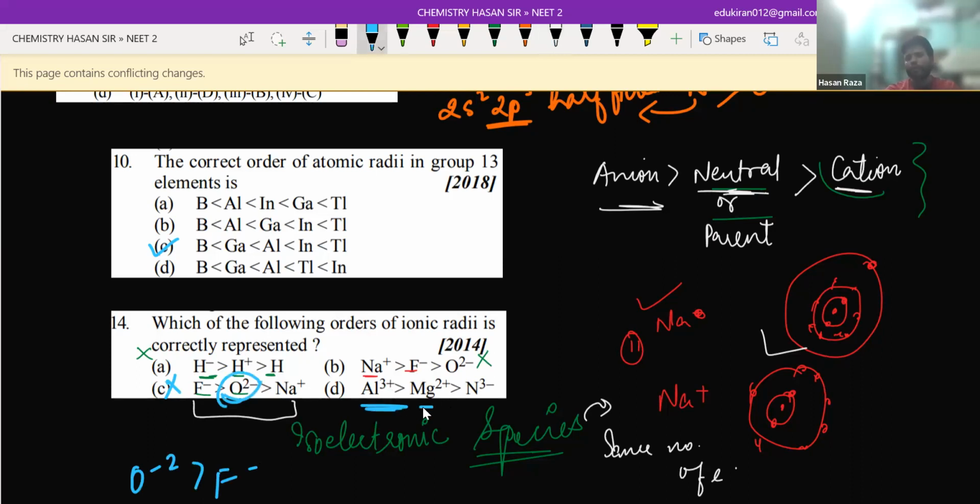And if we go for this, you can see again, always remember these things. The one which has more negative charge will be the larger one, and the one which has more positive charge will be the smaller one. So Al plus 3 should be smaller than Mg plus 2, and hence this option is also wrong, and hence there is no option which is correct. Are you getting my point?